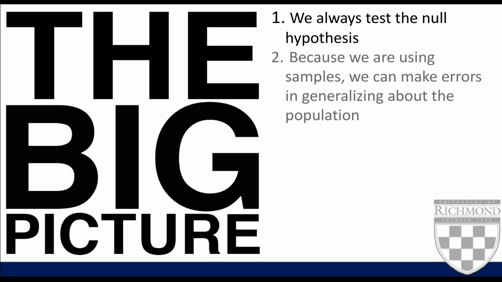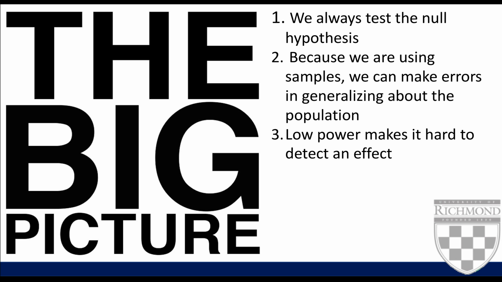Okay, big picture, and I'm glad it's here because I think my voice is giving out as we get to the end. We always test the null hypothesis. Because we are using samples, we can make errors in generalizing about the population because we're making inferences from the sample to the population. The errors that we can make, type 1, type 2. Low power makes it hard to detect an effect, increases our type 2 error rate, and also has the potential to stunt future research.